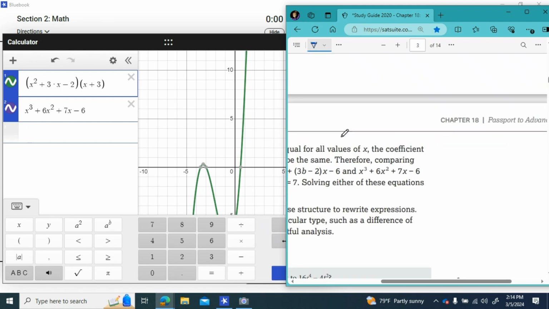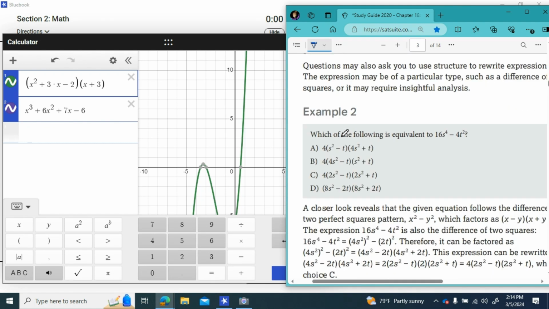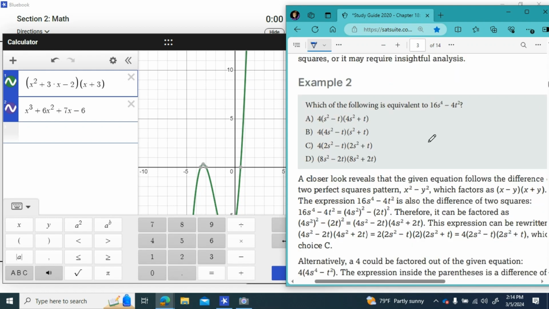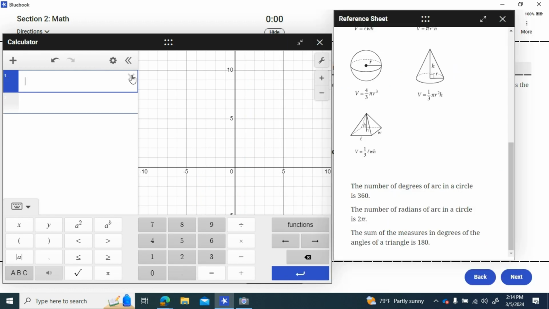And then I'm going to scroll down to example number 2. It says, which of the following is equivalent to 16 s to the power of 4 minus 4t squared?